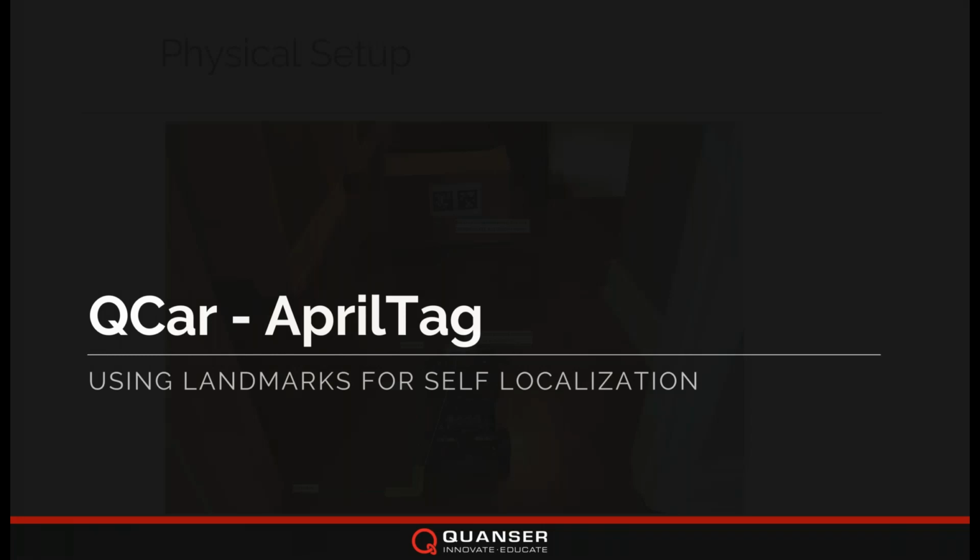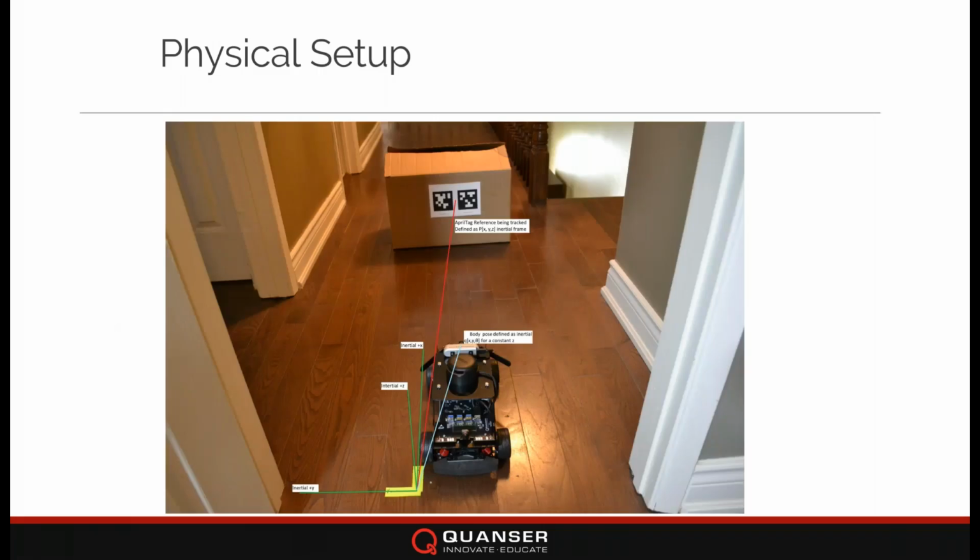So what does that physical setup look like? Here is a scenario in my house. I've got the QCar in front of me, and a box with AprilTags in front, and I set a reference origin. The intent here is that I have a vector that I know points from my reference inertial frame all the way to the center of my AprilTags, which I pre-measure ahead of time so I know their location in space. And I'm trying to find the vector that goes from the inertial frame all the way to the body of the car.